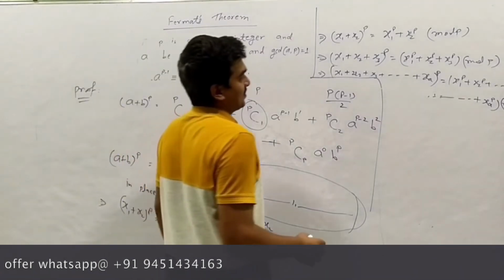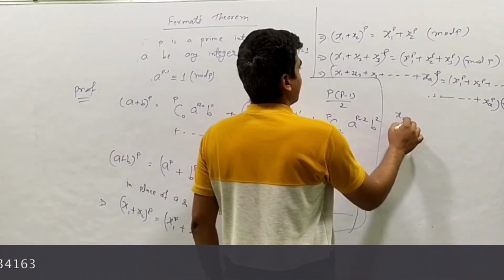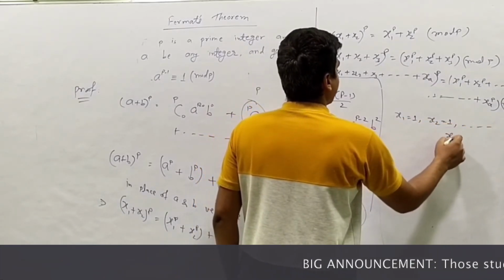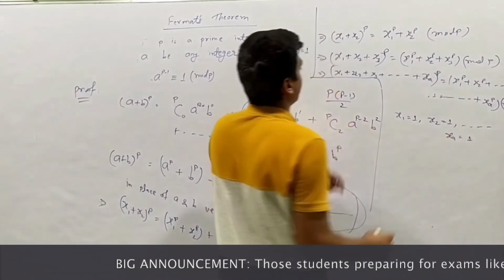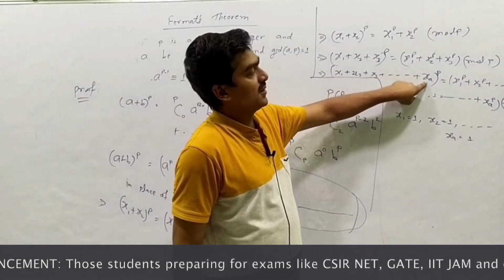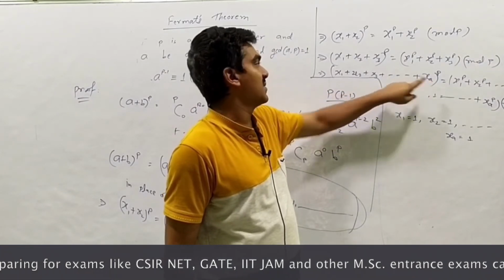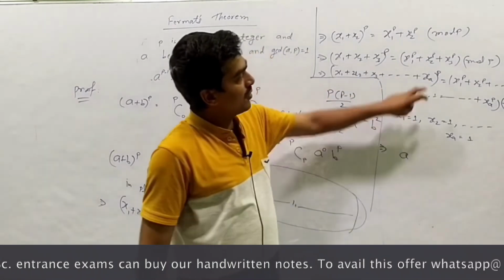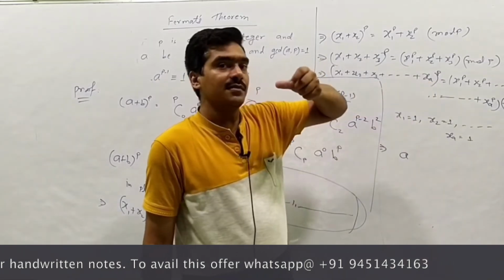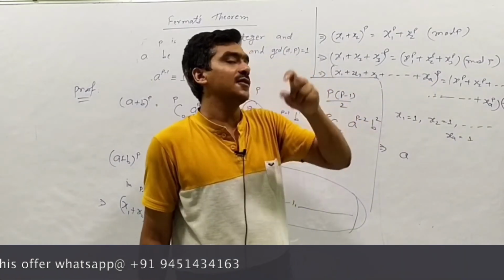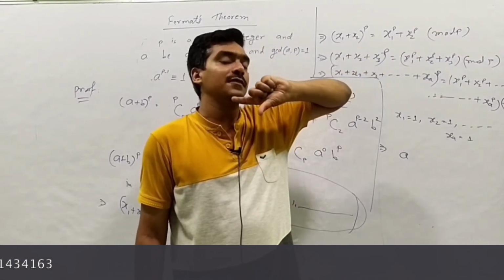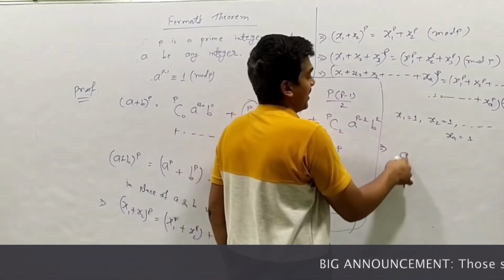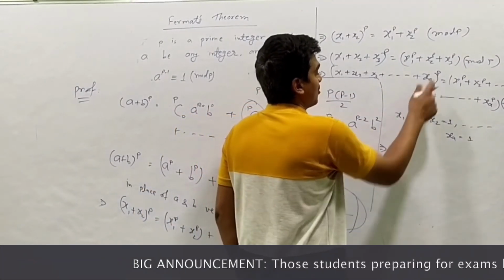Now we write x1 equal to 1, x2 equal to 1, up to xa equal to 1. So 1 plus 1 plus 1 up to how many terms? Up to a terms, because we are going up to a terms. If we go up to 10 terms, then 1 plus 1 up to 10 terms is 10; up to 15 terms, that is 15; up to a terms, that is a. So 1 plus 1 plus 1 becomes a, raised to the power p.